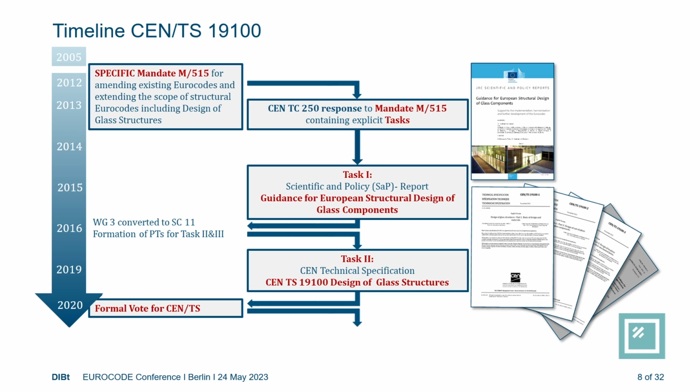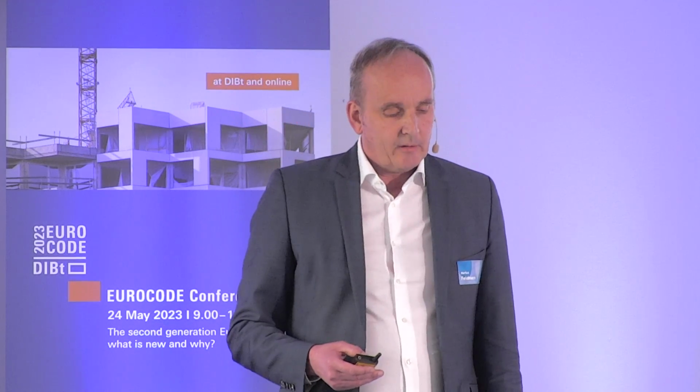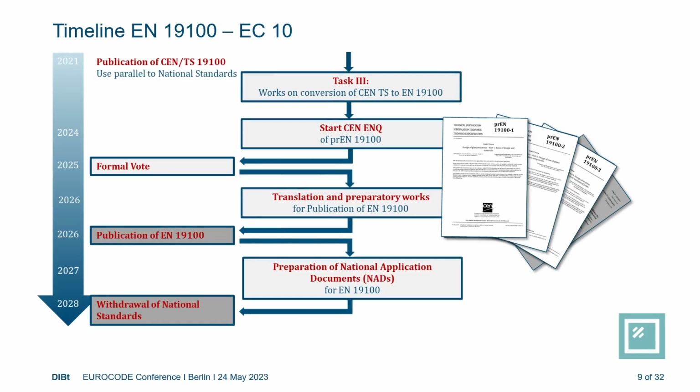That then gave us the green light for the second task, where we were asked to produce a CEN technical specification, and that has received the number 19100, design of glass structures. After having received the formal vote for this, because it is now in force, or now on the market, we have been asked to convert this into a Eurocode in task 3.